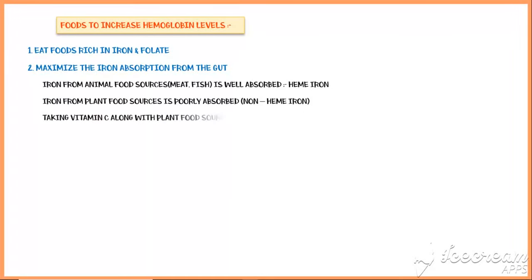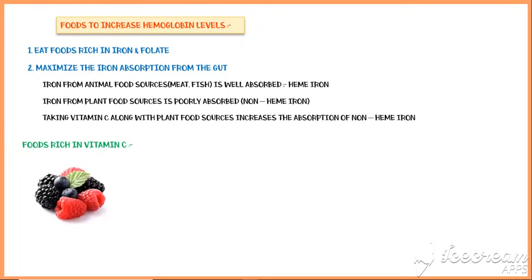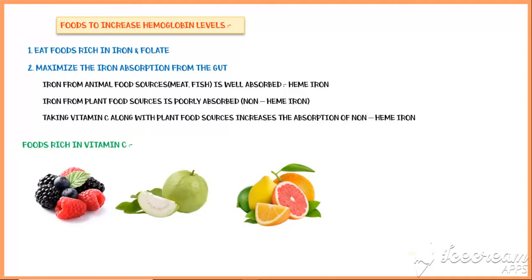But taking vitamin C, either as a supplement or in the form of dietary sources, along with plant food sources of iron, will enhance the absorption of non-heme iron. Some of the dietary sources that are rich in vitamin C include berries, such as strawberries and blueberries, guava, citrus fruits, and bell pepper. Foods that are rich in iron include the following: liver and other organ meats.